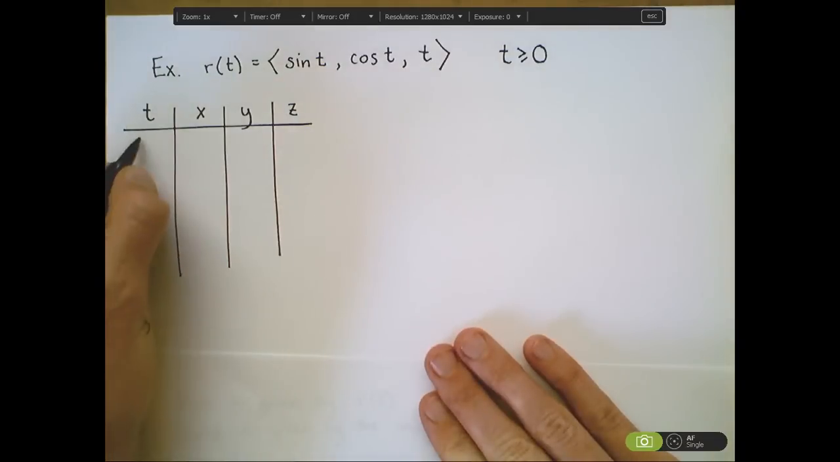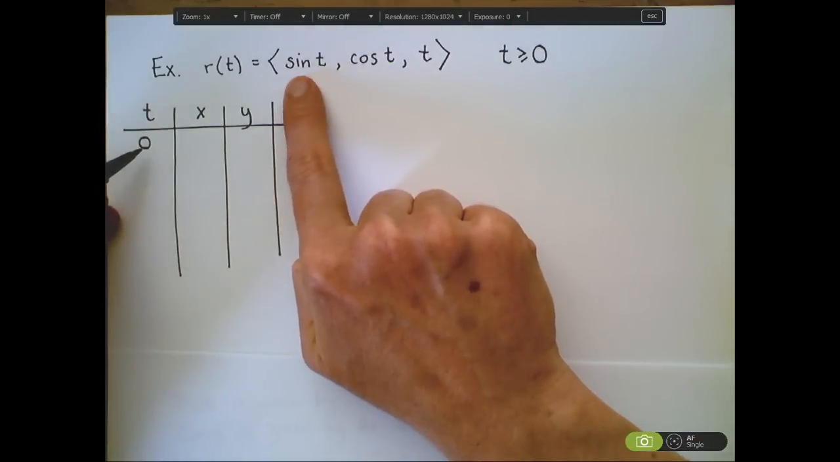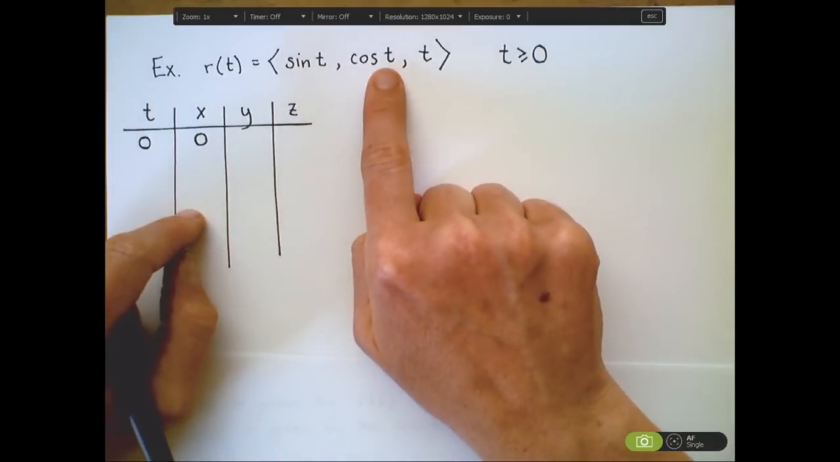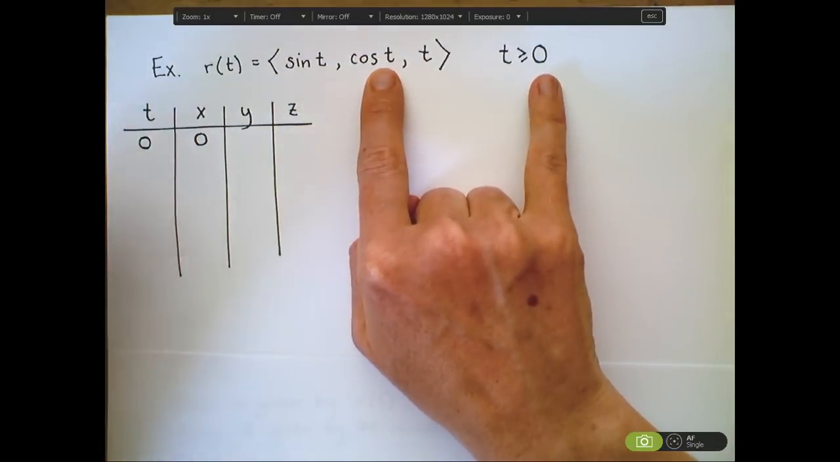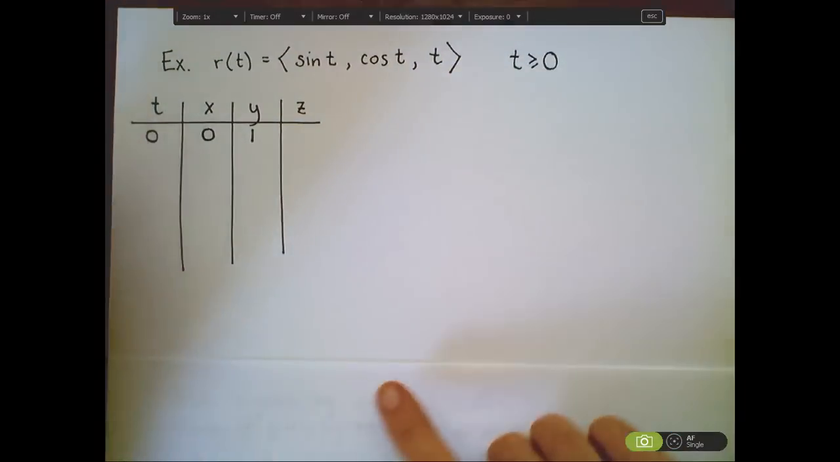So I'm going to start with t equals 0. What happens when t equals 0? I plug 0 into my x component function, and I see that I get the sine of 0, which is 0. My cosine of t tells me that when I plug in 0, the cosine of t is 1, and t is equal to 0.